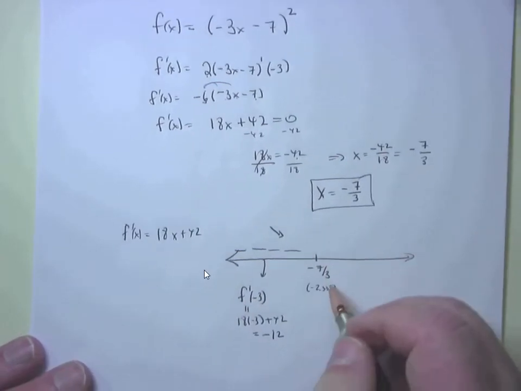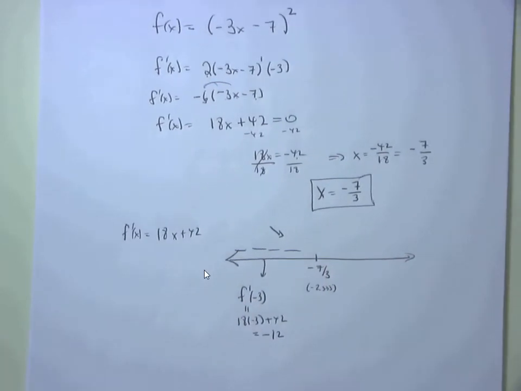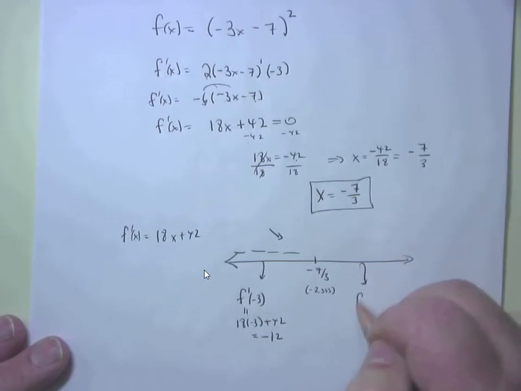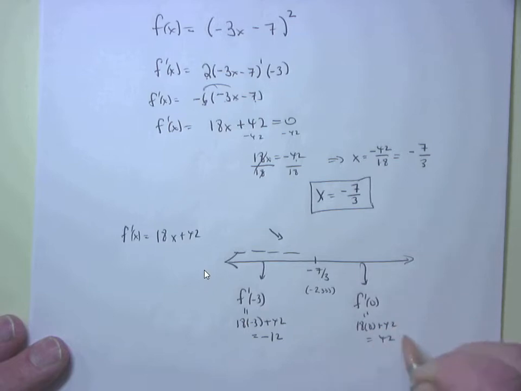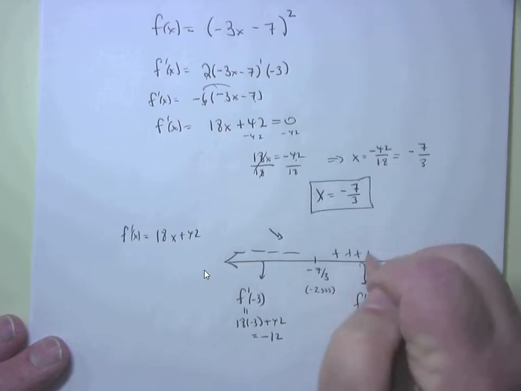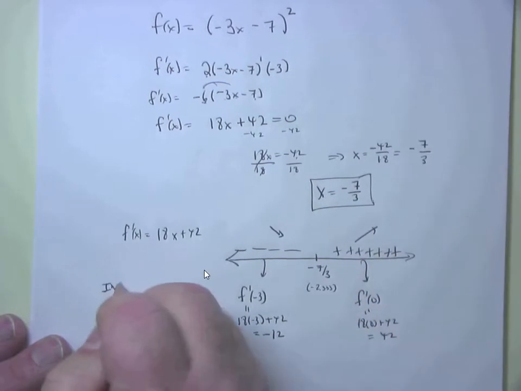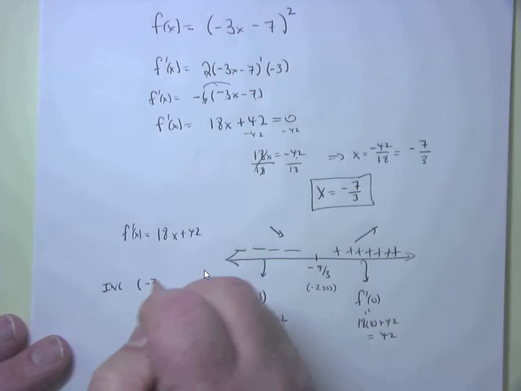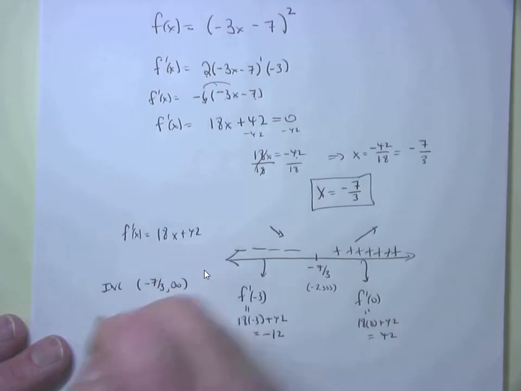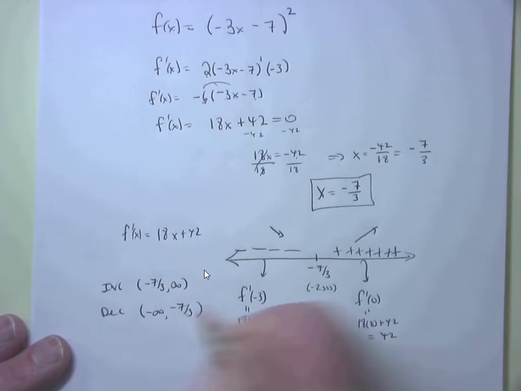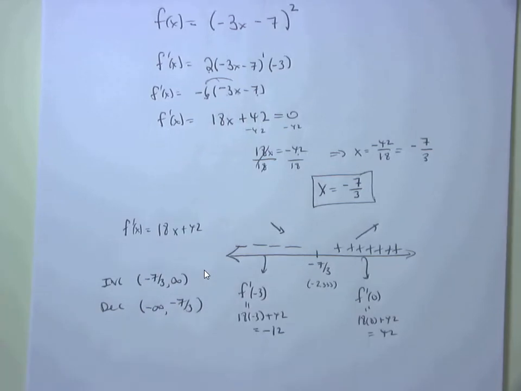Pick a number, use your brain, greater than negative 2.33. Of course, I'm going to use 0 because it's the easiest thing to plug in. That'll be 18 times 0 plus 42. That gives me 42. I don't care what the number is, it's positive. So everybody in that interval is positive. So I'm increasing here. So I am increasing on the interval between negative 7/3 and infinity, and I'm decreasing on the interval between negative infinity and negative 7/3. Does that make sense?